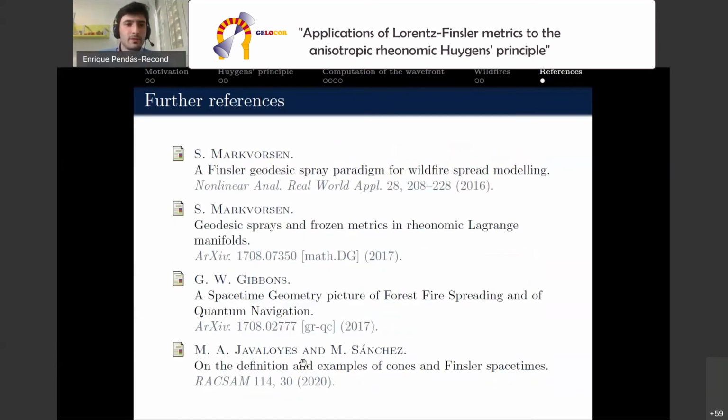And to conclude, here I show you some further references. The first one is a work by Professor Mark Borsen that, as far as I know, was the first one to model the propagation of wildfires using Finsler geometry. In this one, he also solves the time-dependent problem, although without using space-times. There is a later work by Professor Gibbons that also includes applications to wildfire modeling. And in this one, you can find all the background regarding Lorentz-Finsler metrics, Finsler spacetimes.